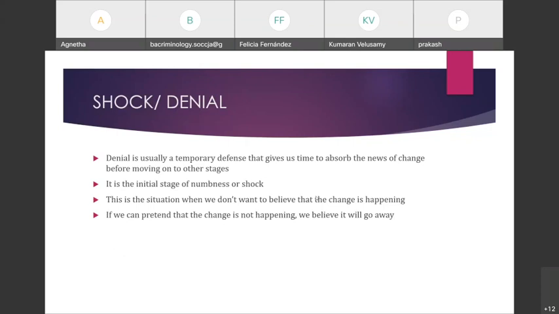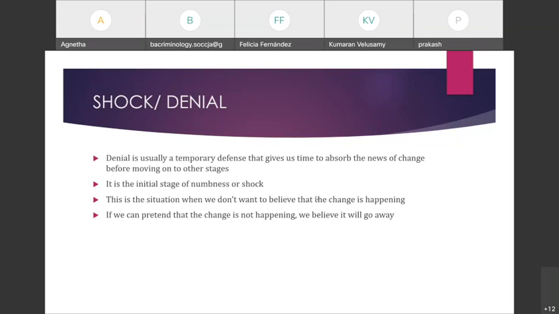So the first one is shock or denial, which is what you all have said. She said that when a death occurs, the first step which people have is denial and shock. This is a defense mechanism, because they are giving themselves time to absorb the news. They need to be able to absorb the news. So they will go into a state of shock, a state of numbness, and then finally they will deny it, saying, no, this is not happening, this cannot happen to me, this is not what is supposed to happen.